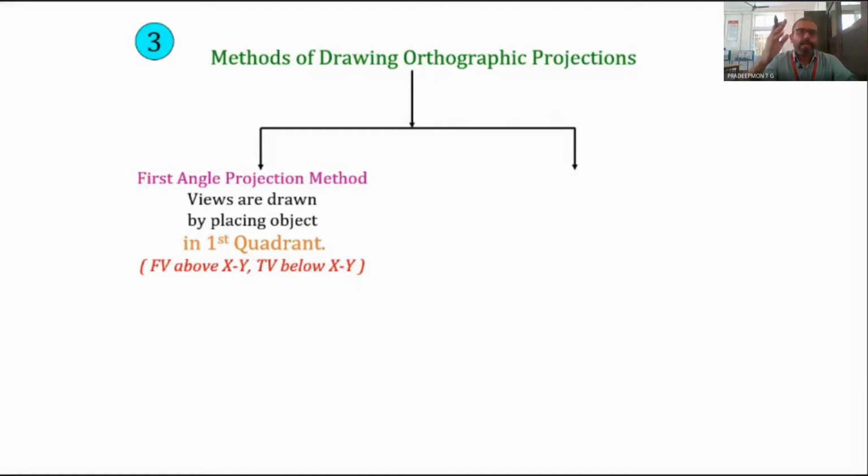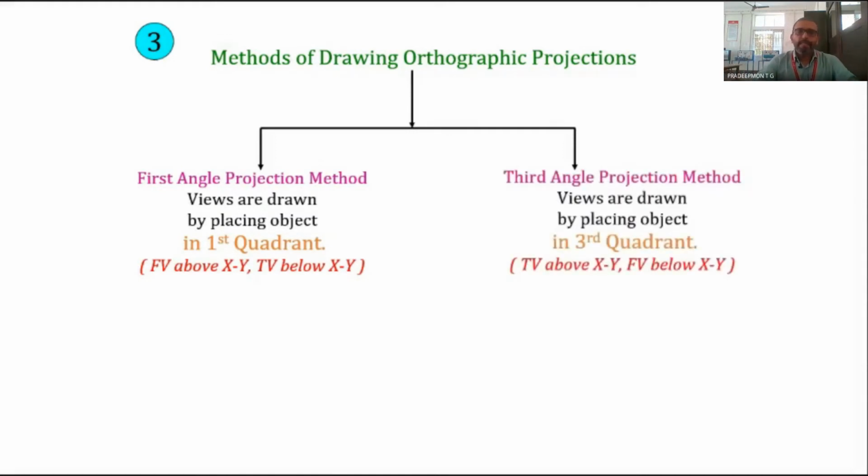If we draw the left side view, it will be towards the right of the front view. And if we draw the right side view, it will be towards the left of the front view. So that is the first angle method. And the second method is the third angle projection method. Why third angle projection method? When the object is placed in the third quadrant, it is the third angle projection method.